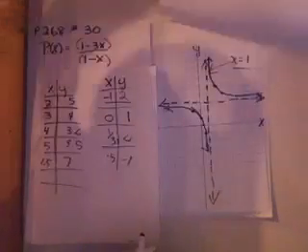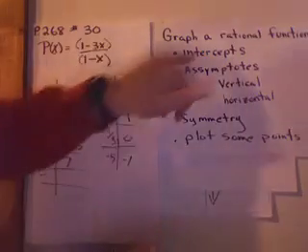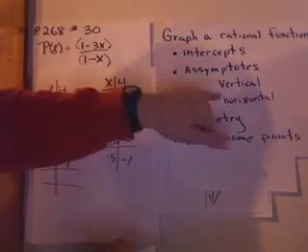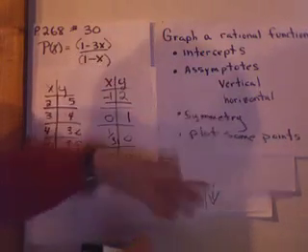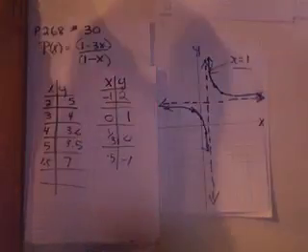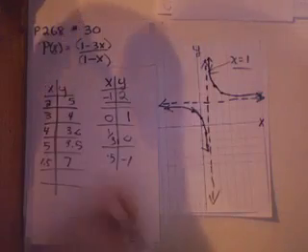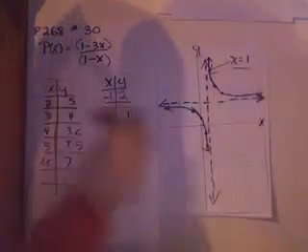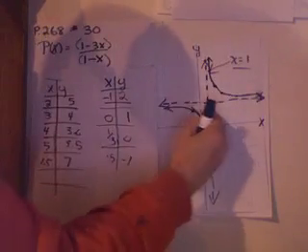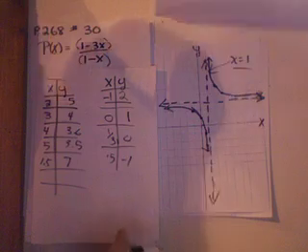So, there's the graph. So, graphing rational functions. Find the intercepts, asymptotes, both vertical and horizontal, check symmetry, and then plot some points. How did I decide what points to plot? I used my asymptotes as a guide, and then I made this chart with all the points to the right of the asymptote, and this chart with all the points to the left of the asymptote so that I could get both pictures of the curve.